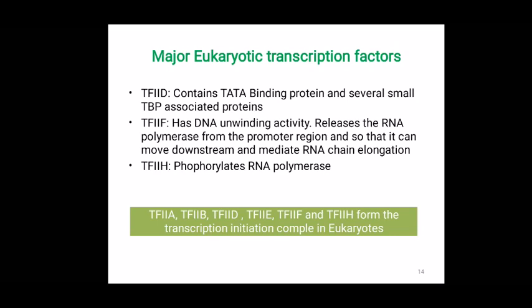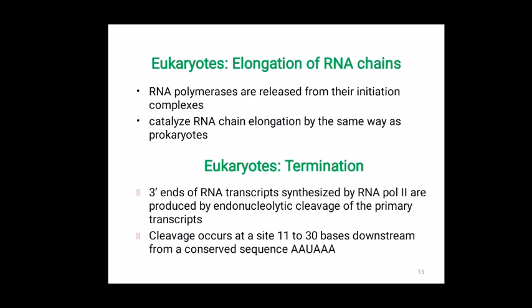TF2F has DNA unwinding activities and releases the RNA polymerase from the promoter region so that it can move downstream and mediate the RNA chain elongation. The TF2H phosphorylates RNA polymerase. So generally RNA polymerase 2 requires TF2A, 2B, 2D, 2E, 2F and 2H to form the transcription initiation complex in eukaryotes.